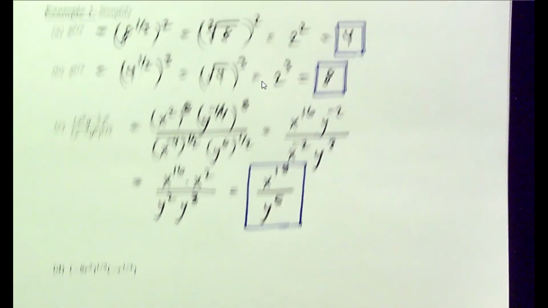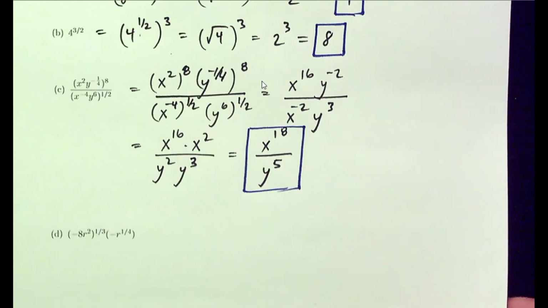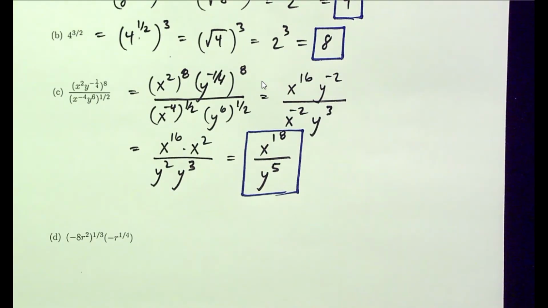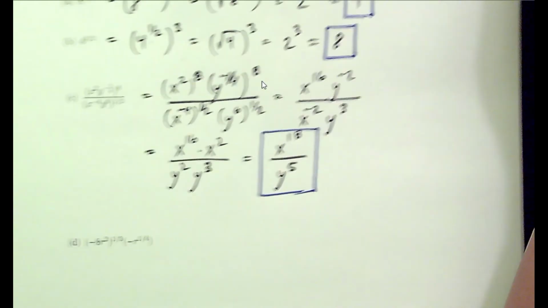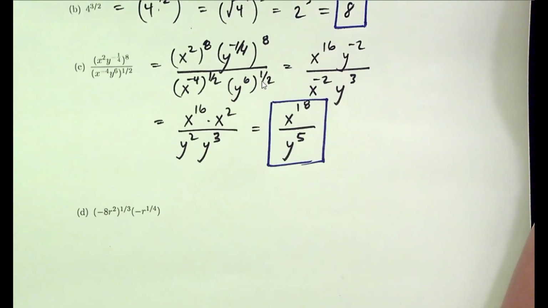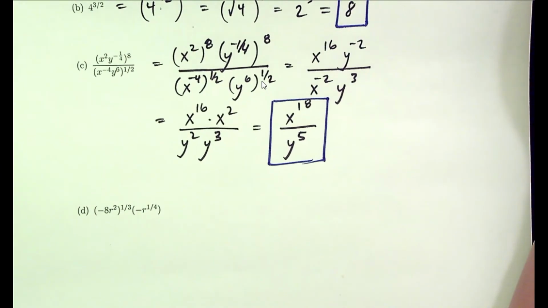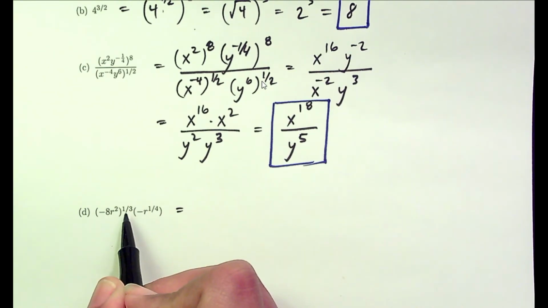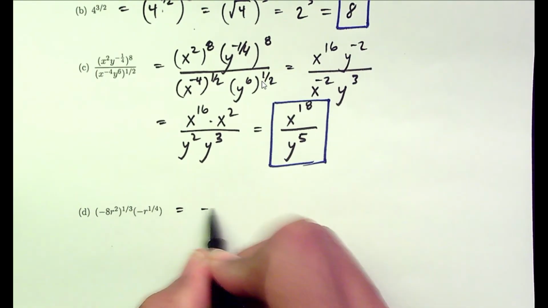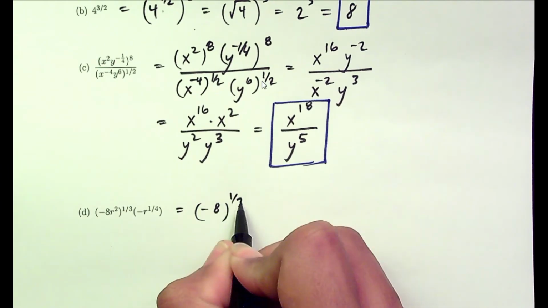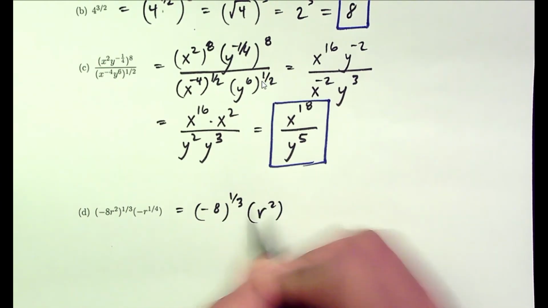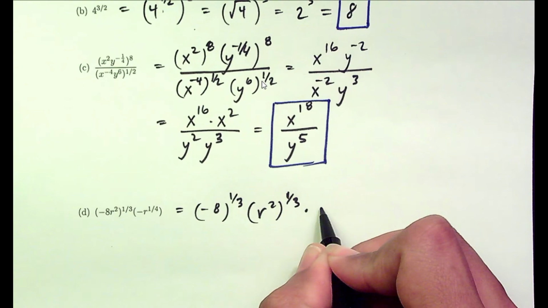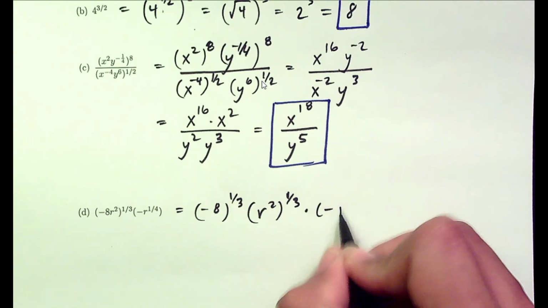Okay, and here's one last example. On this one it says negative 8 r squared, all of that to the 1/3, times negative r to the 1/4. Okay. First, distribute that 1/3 power. So that means the negative 8 gets raised to the 1/3. And then the r squared gets raised to the 1/3. And then you still have this negative r to the 1/4.